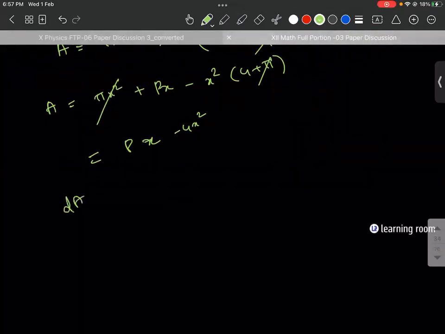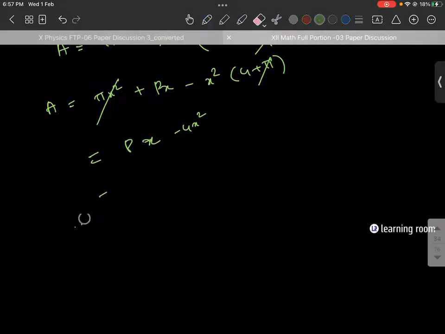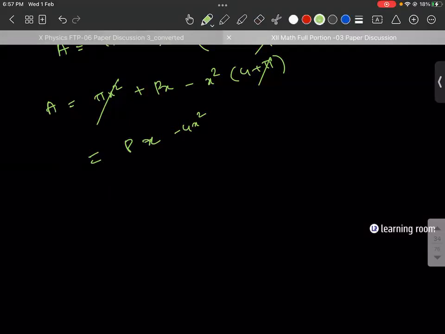So what is dA divided by dx? Perimeter is given, remember. dA by dx is equal to p minus 8x. If I equate it to 0, p will be equal to 8x.